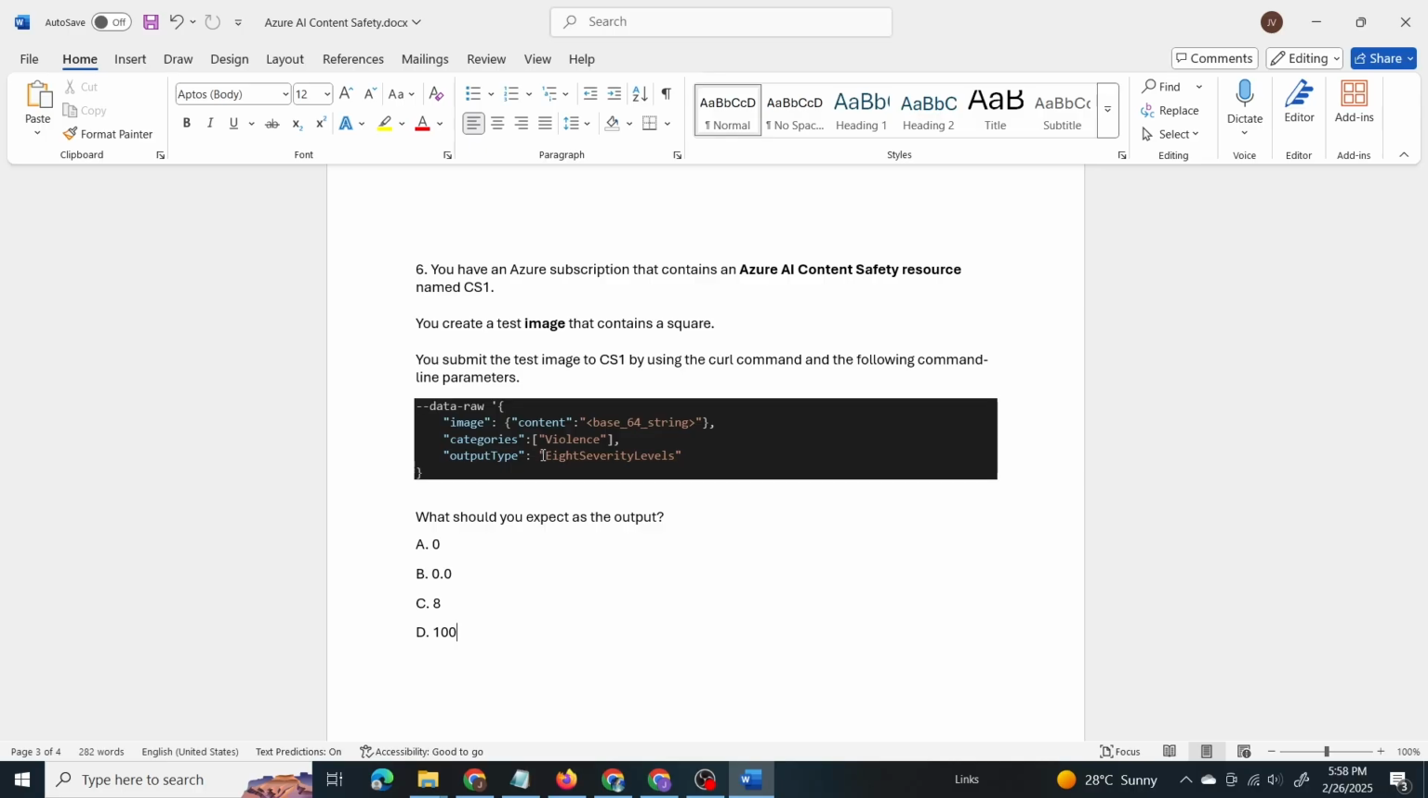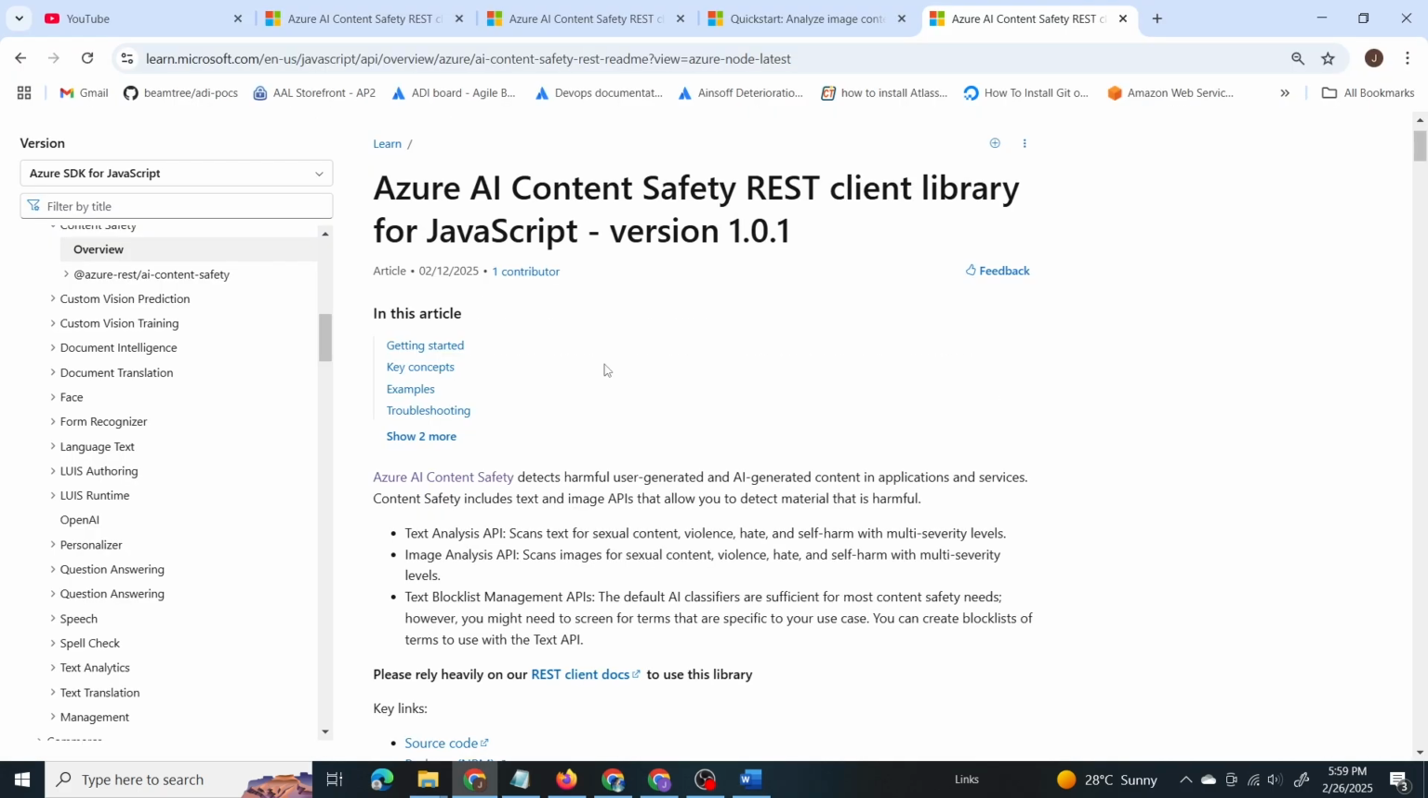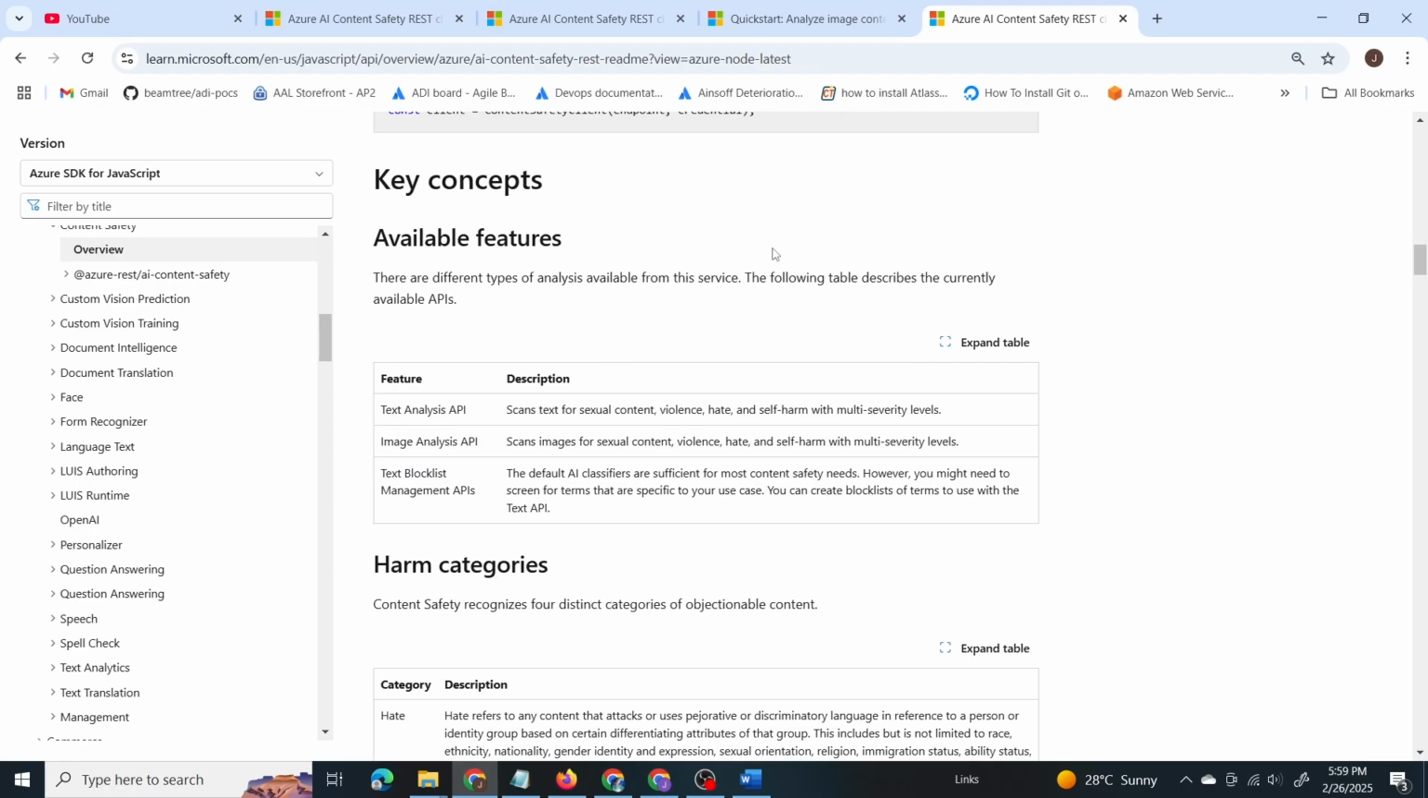Let us go straight into the Microsoft documentation. Azure AI Content Safety service is used to detect harmful content in text and images. The Content Safety service has 3 available APIs at the moment. First is the text analysis API for analyzing text and finding harmful content. The next is the image analysis API which will scan images for harmful content. Then there is the text blocklist management API which will screen for terms present in the blocklist.